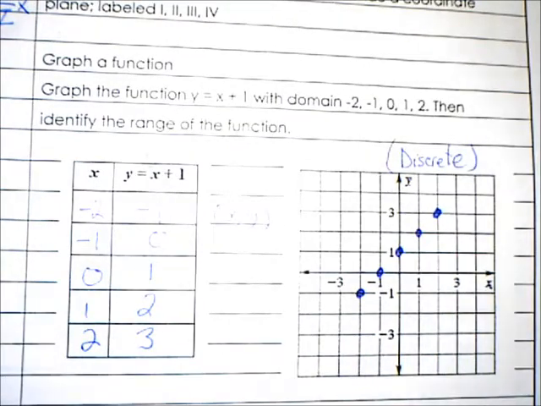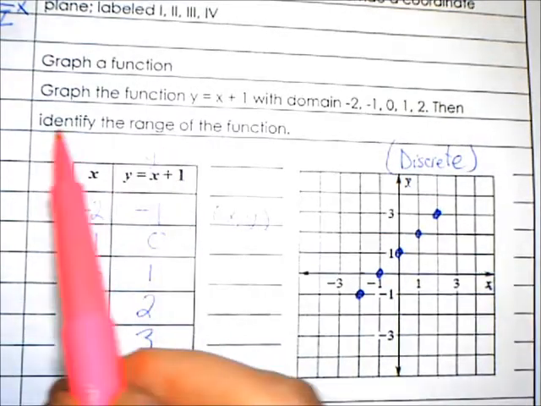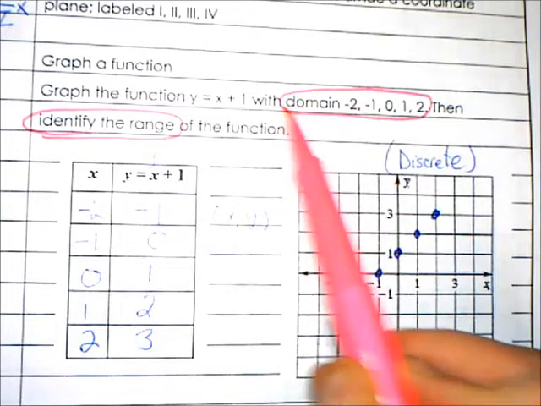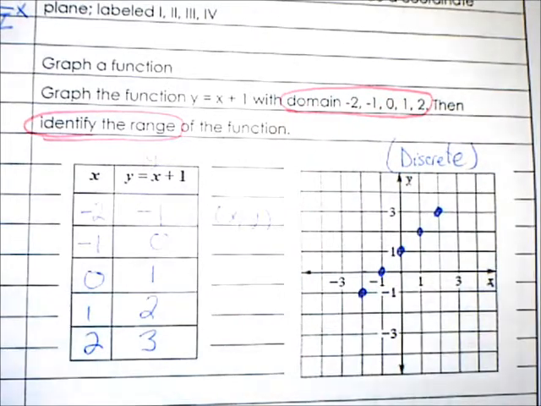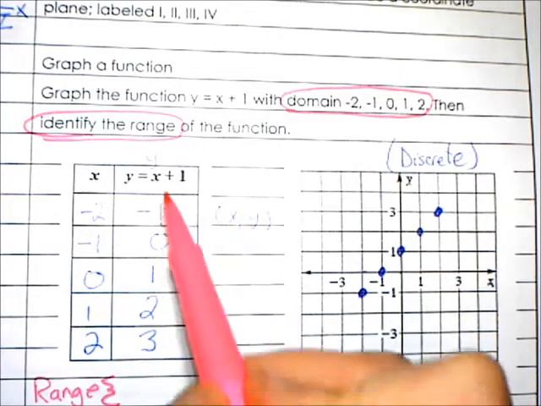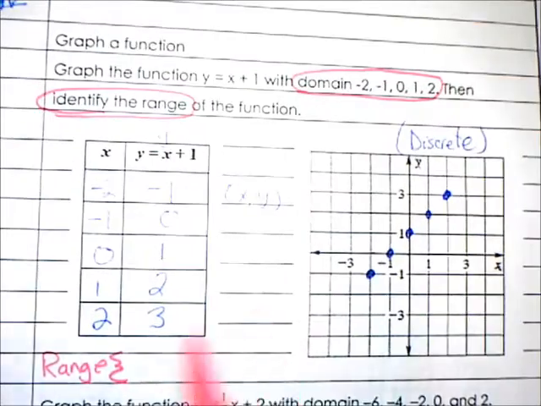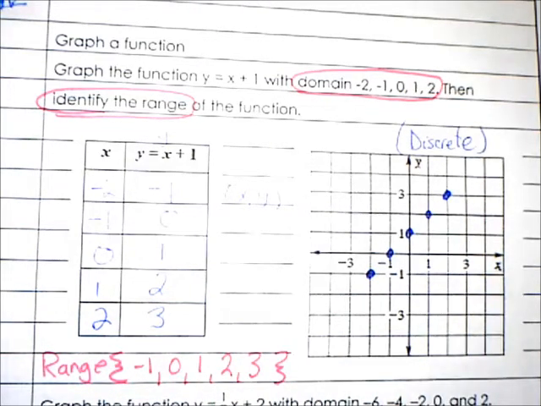The next item that I have to do with this question is I do have to identify the range. They told me the domain were these numbers, so I have to identify the range. So I'm going to say the range, but your little ellipse is all your y values that you found on your table. So it'd be -1, 0, 1, 2, 3, and close off your ellipse.